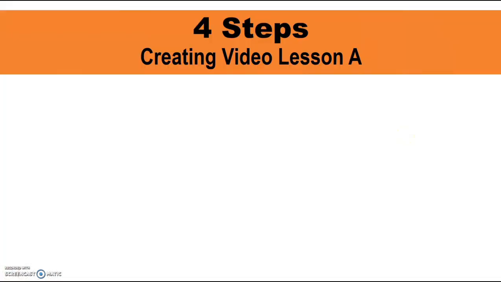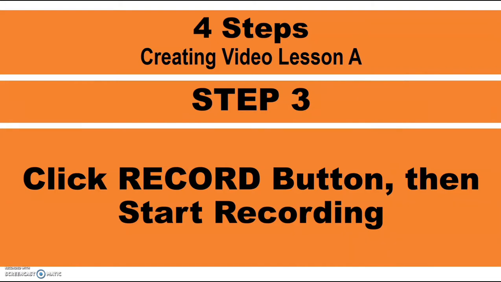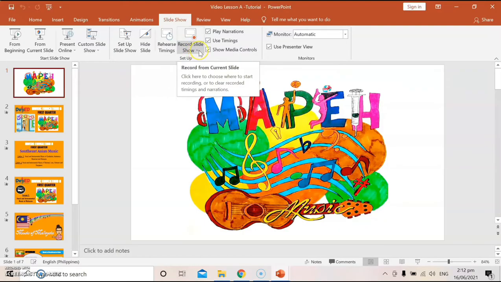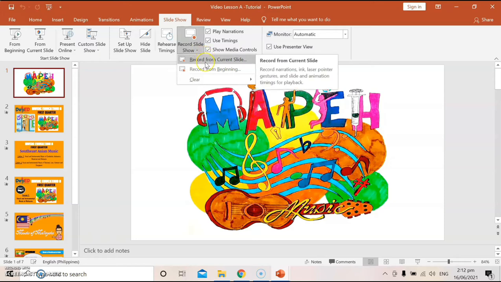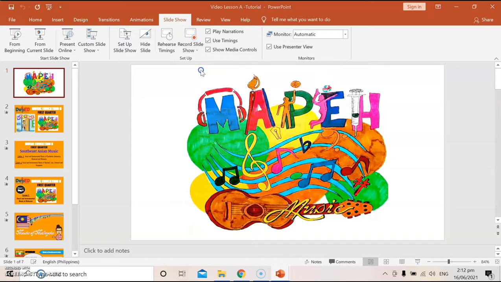We are now in our step 3, my dear colleagues. Step 3 is to click the record button, then start recording from the beginning to the end slide. This is the icon that we need to click if we are now in our slideshow screen. You have to make sure to click this arrow and a dropdown will appear. The first one is Record from Current Slide and the second one is Record from Beginning. So this is the one we need to click. Okay, we will record from the beginning.